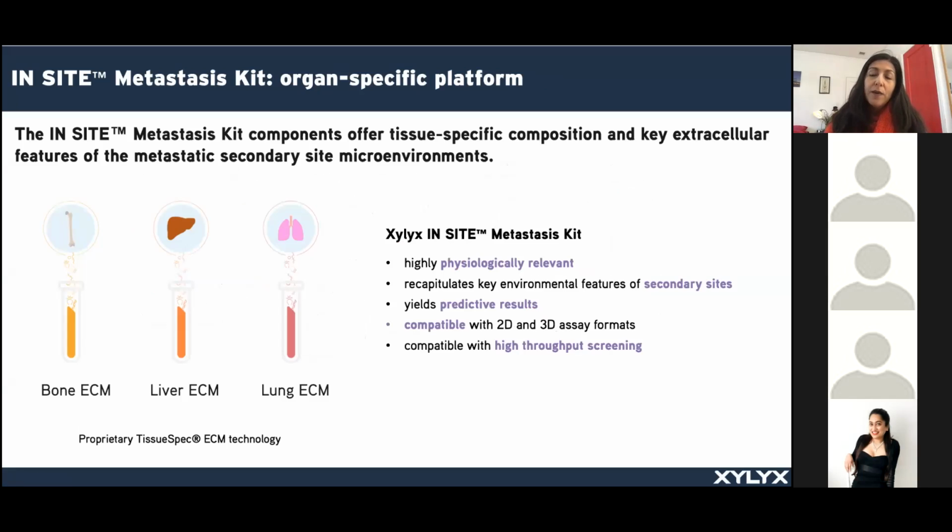At Xylyx Bio, we developed what is called the Insight Metastasis Kit that incorporates the most common secondary sites of metastasis that I already mentioned, bone, liver, and lung, normal extracellular matrix to provide this tissue-specific composition and allowing you to recapitulate these key extracellular features of the metastatic secondary site microenvironment, which would lead to more predictive results. This one we have in two different formats, which is 2D and 3D, and also is compatible with high throughput screening.